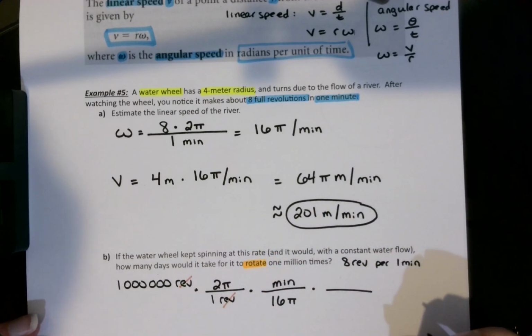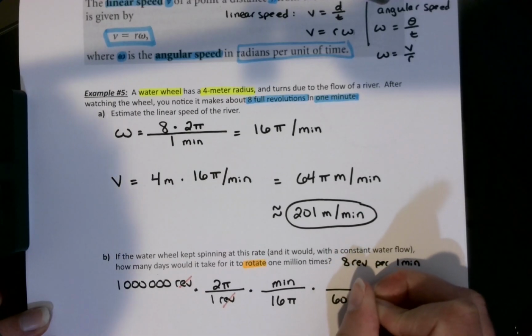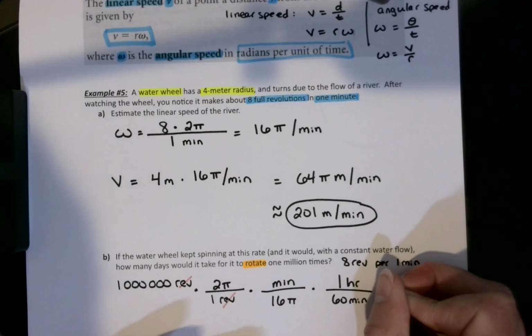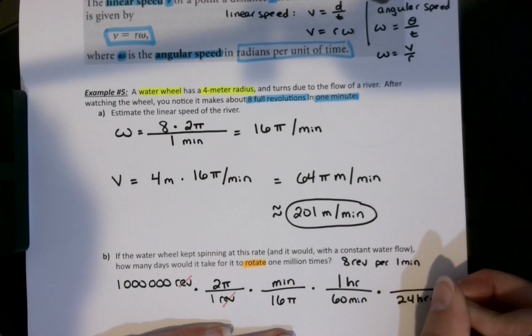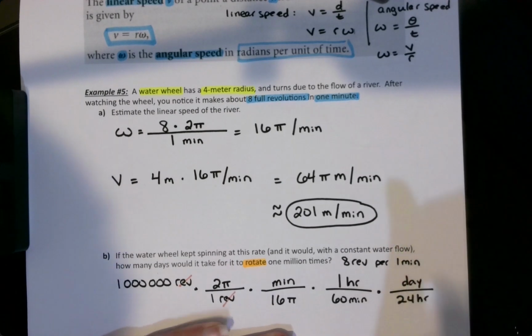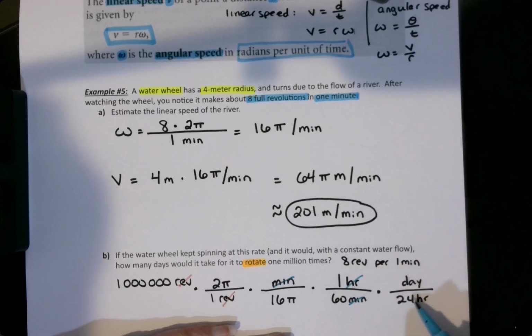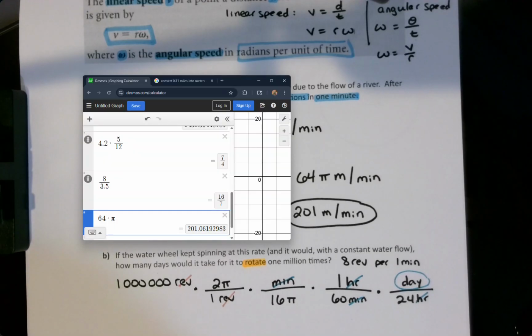And then I need to do minutes into hours. So 60 minutes is in 1 hour. And days is my eventual goal. So 24 hours is 1 day. And that would convert us into our goal units, how many days. So just a little bit of unit conversion. Let's get this multiplication going.